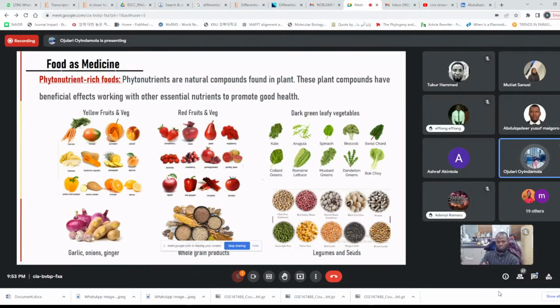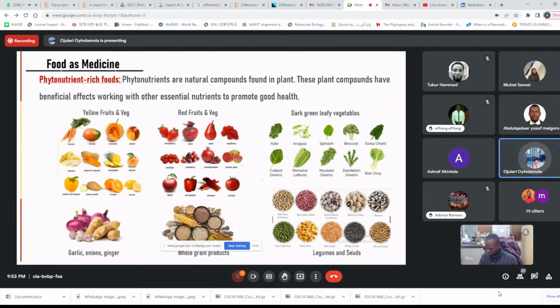We can use food as our medicine. And one of the foods that we can use are phytonutrient-rich foods. What are they? The natural compounds that we can find in plants, in fact in most of the food that we consume. Because once you consume phytonutrients, they work with other essential nutrients that you consume from other sources of food, and help to promote good health, good functioning of the body, and so on and so forth.